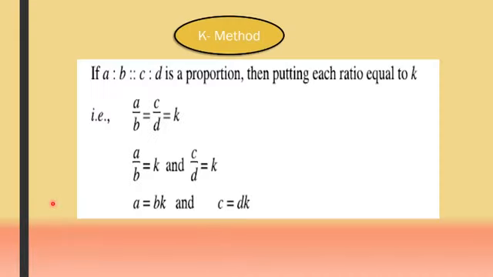K method. If we have a ratio b proportion c ratio d, then putting each ratio equal to k, like a over b is equal to c over d is equal to k, which means that a over b is equal to k and c over d is equal to k. From this we can write a is equal to bk and c is equal to dk.